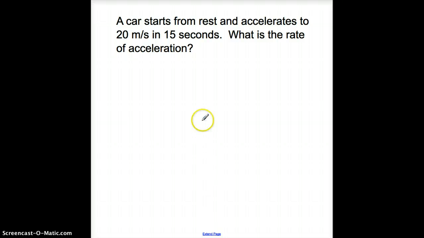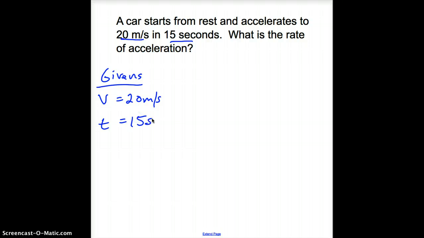So let's look at a problem and see how we work that. A car starts from rest and accelerates to 20 meters per second in 15 seconds. What is the rate of acceleration? Well, if we look at what's given, so we're going to write our givens. I have 20 meters per second. That is a velocity of 20 meters per second. And I have a time. That's 15 seconds. But I know by formula I need a final minus initial velocity over time.